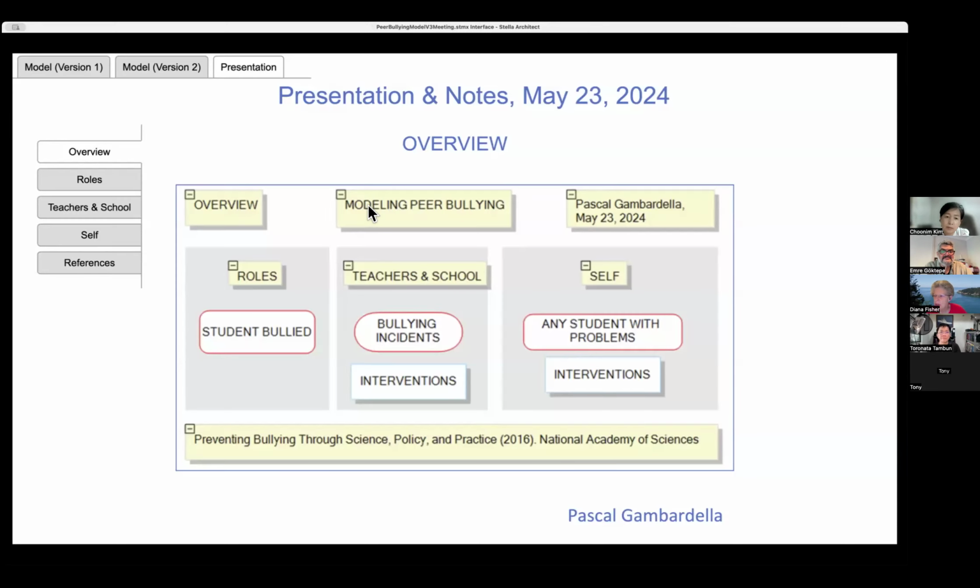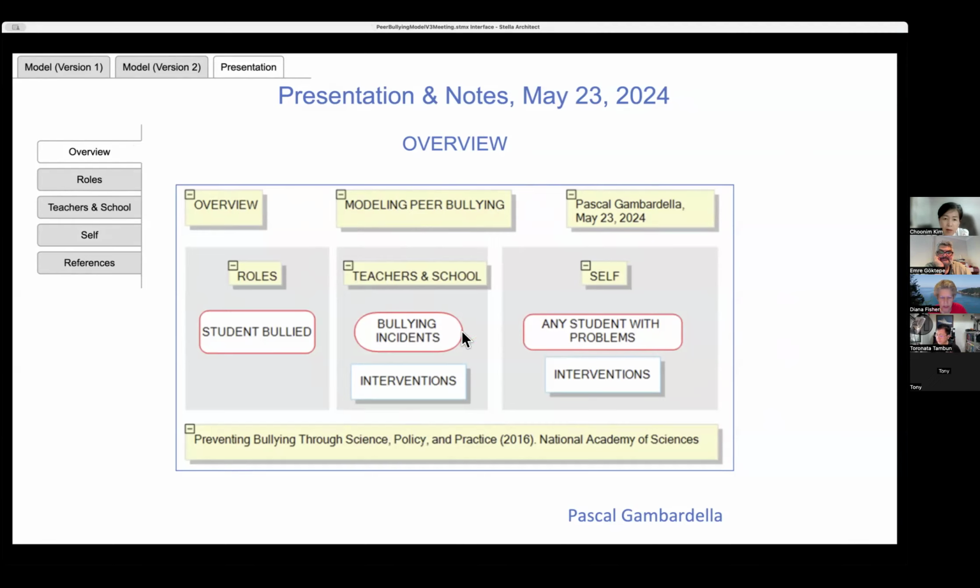So I'm going to share my screen. Can you see my screen? Yes. Okay. So Emre made this very nice interface for us so we can quickly move between different parts of this model. This is the review from May 23rd meeting on peer bullying. We had read some information and this was a very general overview.